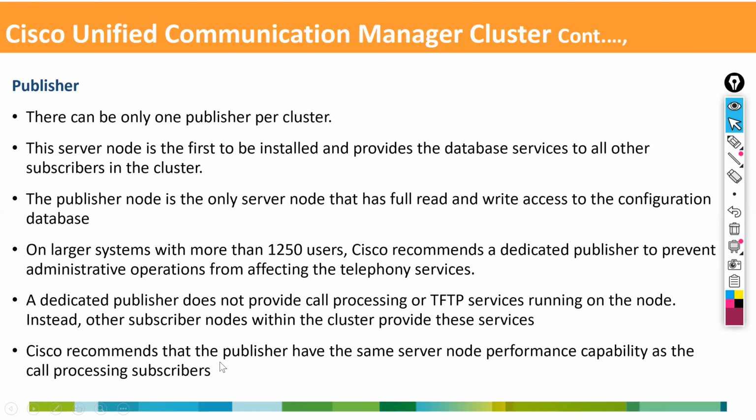Cisco recommends that the publisher have the same server node configuration as all others. Whatever configuration, version, and resources you have in the publisher, the subscriber should have the same. Example, you are running version 12.5.1 on the publisher, the subscriber also should be 12.5.1. Whatever resources you have in the publisher, the subscriber also should have the same resources. That's about the publisher server. Clear?